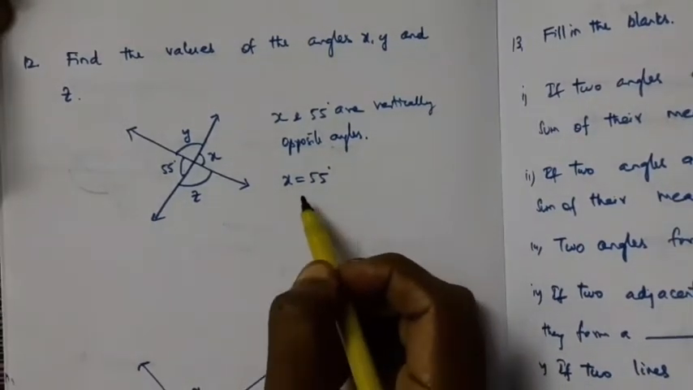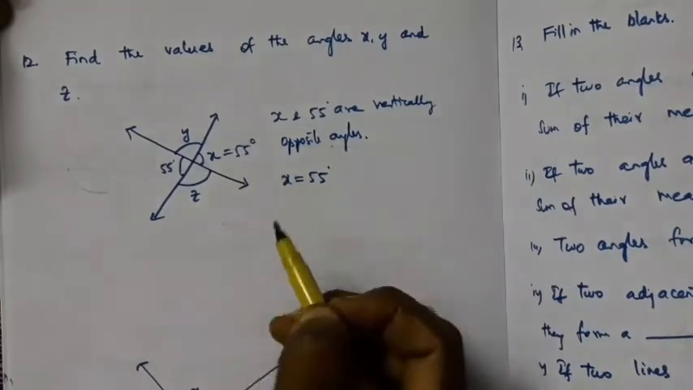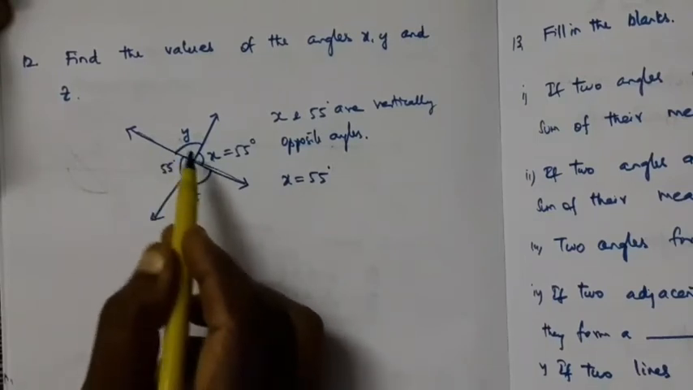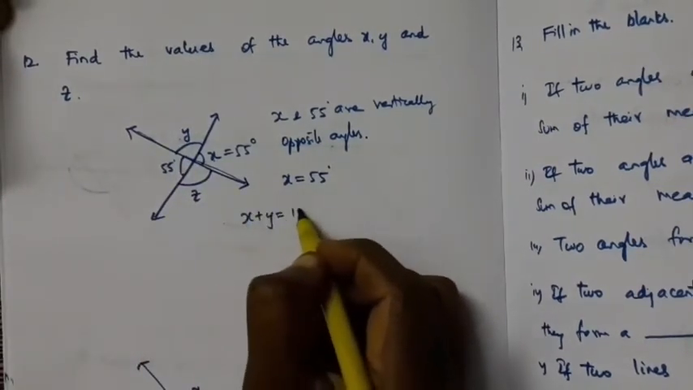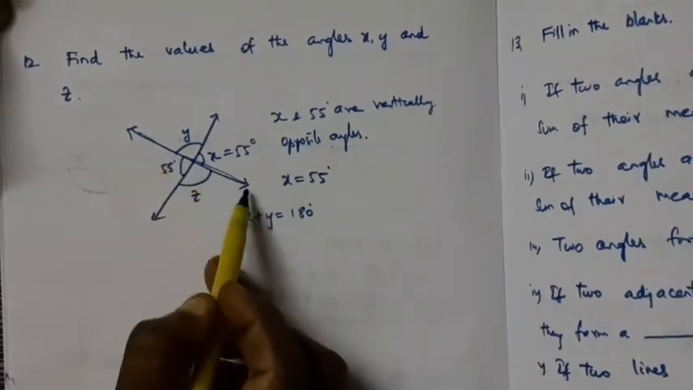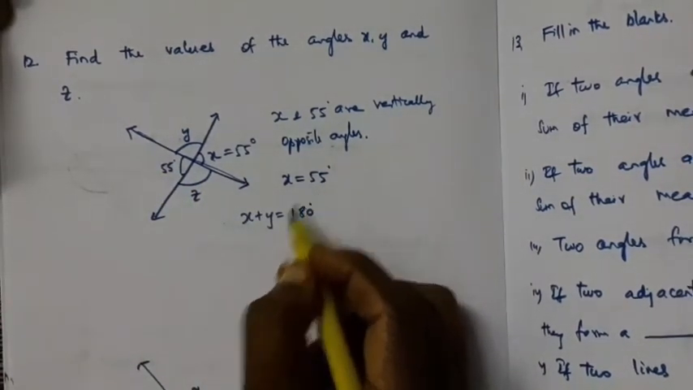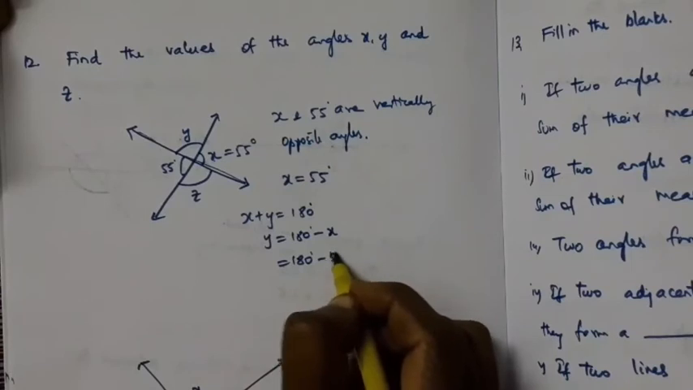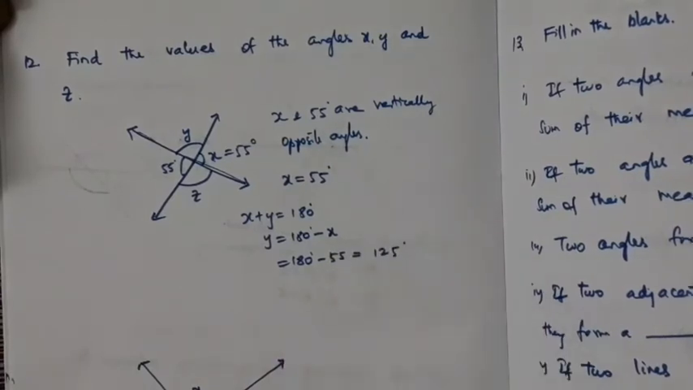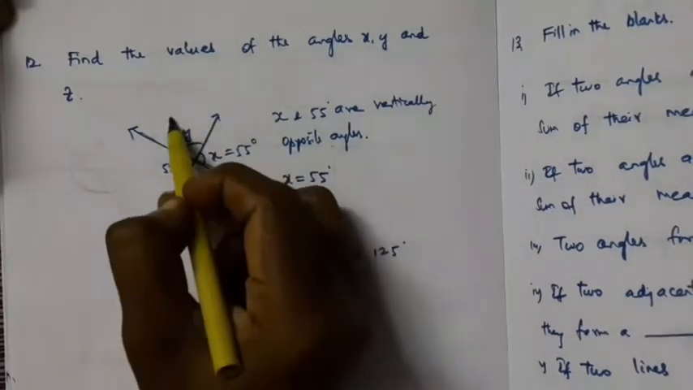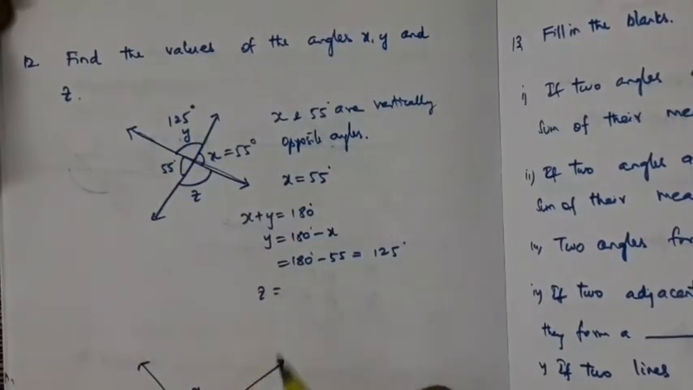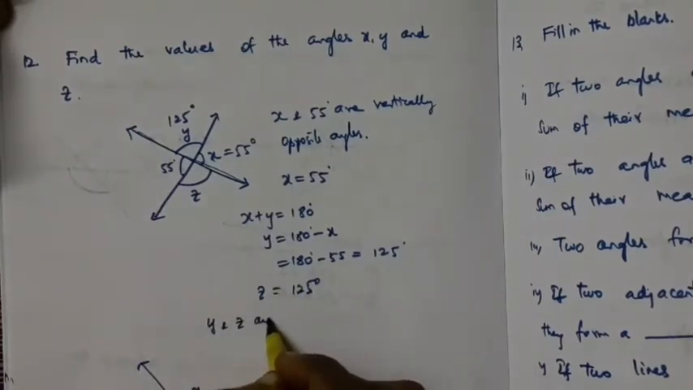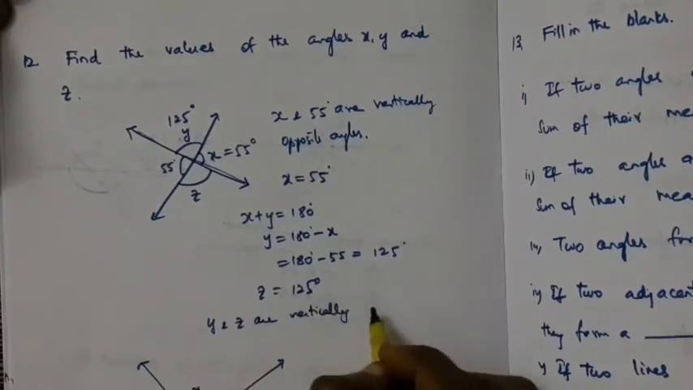Okay, so next point is, if x is 55, this is a straight line. This is a straight line. So these two angles when added up will give x plus y is 180 degrees, because they are supplementary. This is a straight line. So we know what x is. So y equal to 180 minus x, which is 180 minus 55, which is 125. So y is 125 degrees. So what is z? Z is also 125. Why? Because y and z are vertically opposite angles.